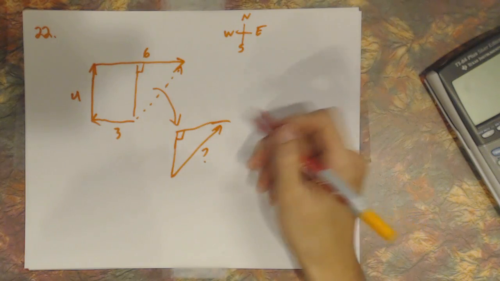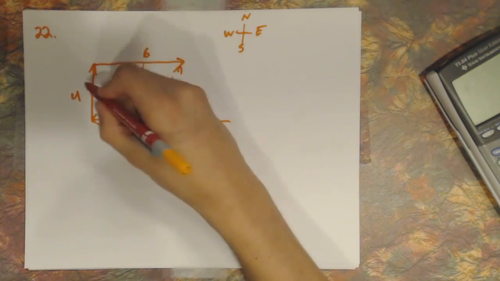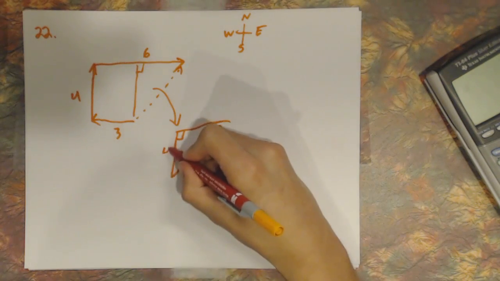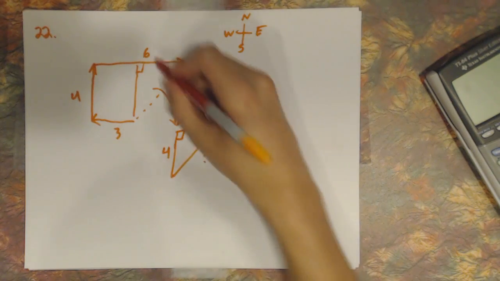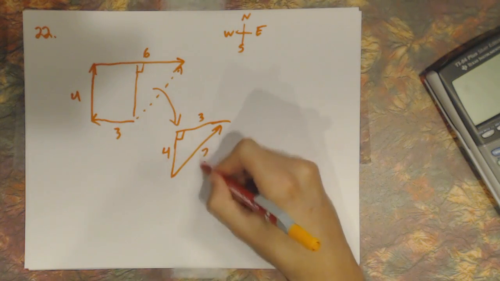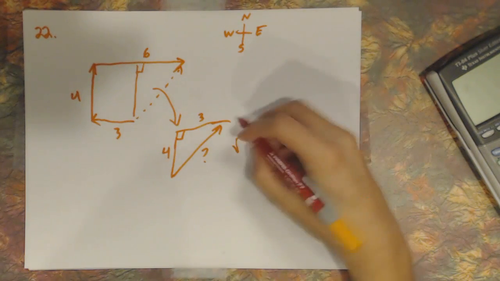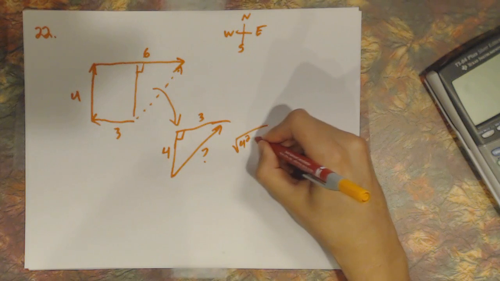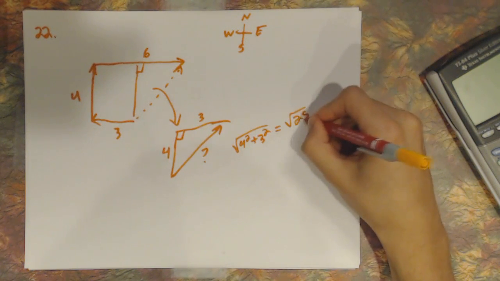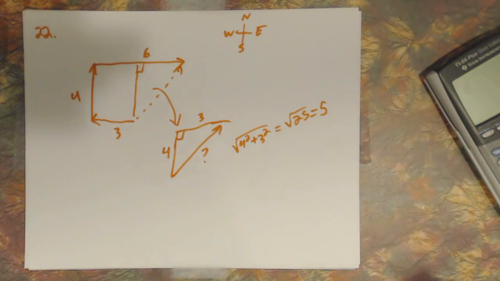And this is what we're looking for. We know that this side is equal to this side because these are parallel. So this is 4. And this side is just going to be 6 minus 3, which is 3. So this side here is going to be the square root of 4 squared plus 3 squared, which is root 25, which is 5.